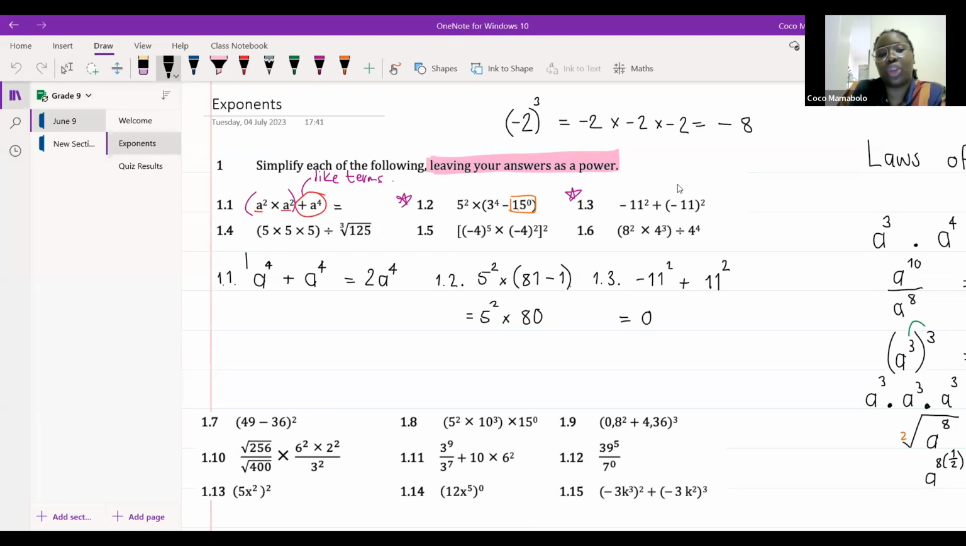For those of you who are asking, but why isn't it negative? This is why. That squared tells me that there are 2 negative 11s. So I'm going to have negative 11 times negative 11. A negative times a negative would give me a positive, and 11 times 11 would give me 11 squared. So that is why we ended up over here with positive 11 squared.